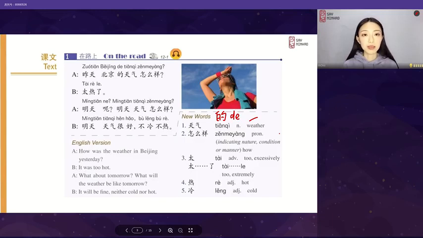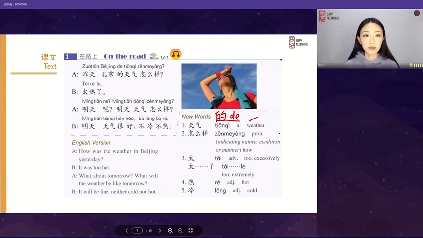So, what about the weather in America? Then it is 美国的天气, right? Pay attention to the 的, it is a neutral tone. Okay, now let's say today's weather. It's 今天的天气, right? 今天 means today. And tomorrow's is 明天的天气. Okay, yesterday's 昨天的天气.